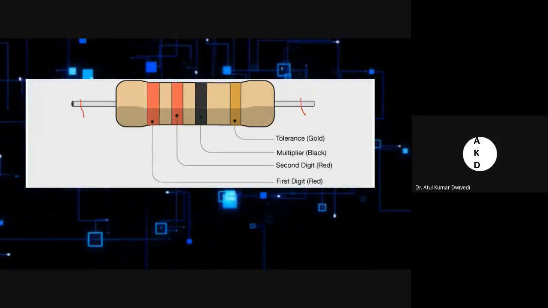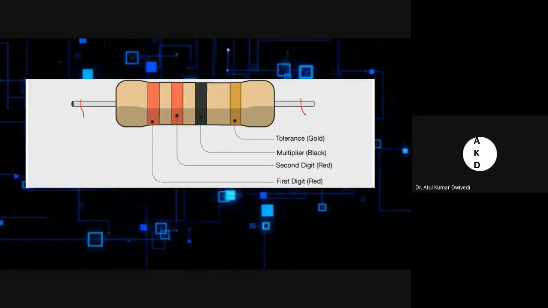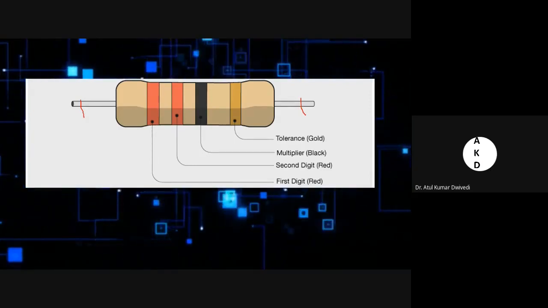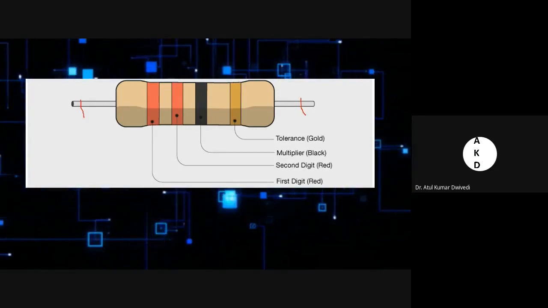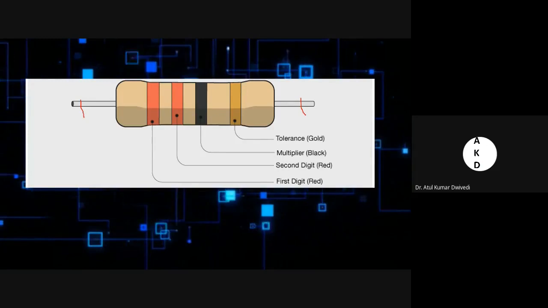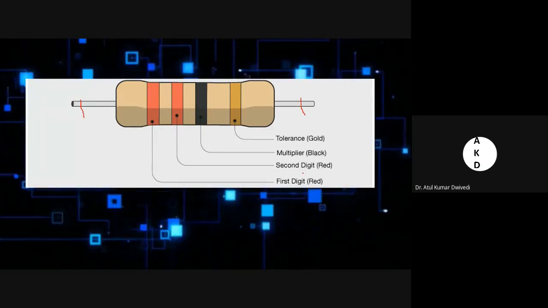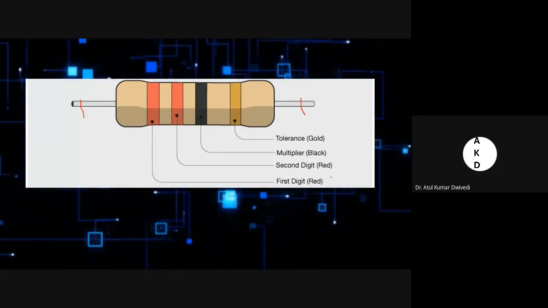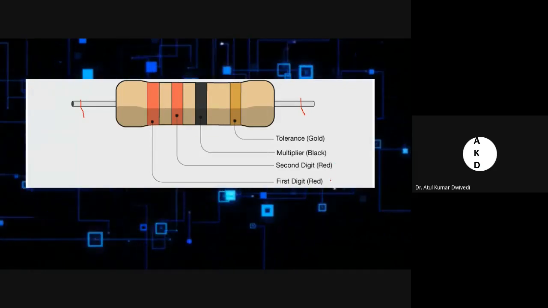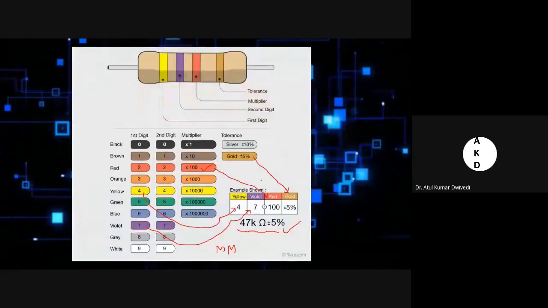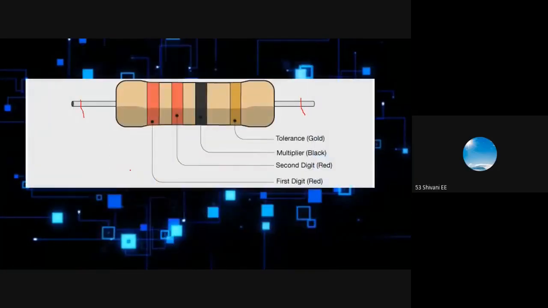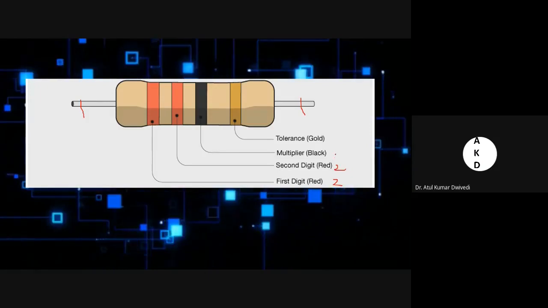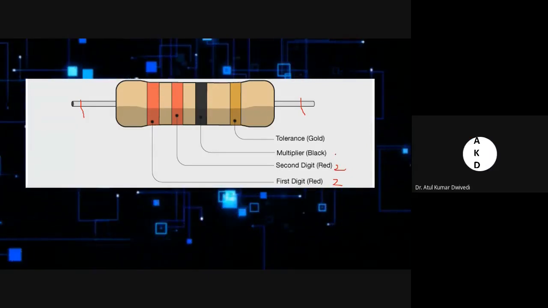One example is shown in this slide. What will be the resistance value for this example? The first color is red. So what is the value for red? You see here, that is 2. Okay, so this is 2, and this is also 2. The multiplier is black, 1. So the multiplier is 1.